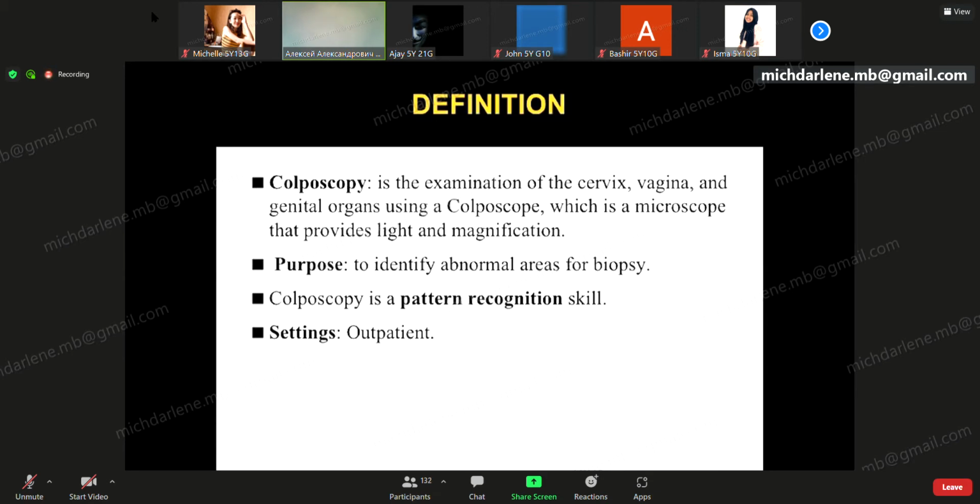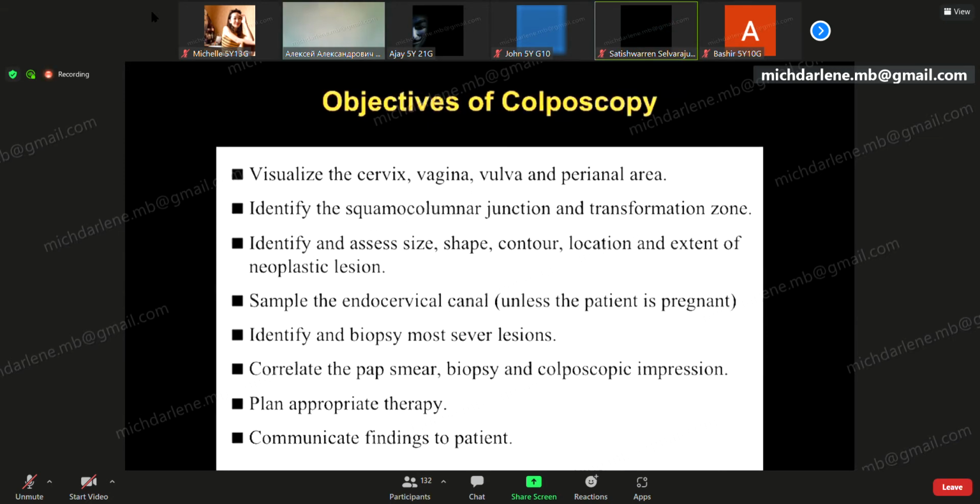It is a pattern recognition skill and is usually done in an outpatient setting. Colposcopy helps to visualize the cervix, vagina, vulva, and perineal area. Identify the squamocolumnar junction and transformation zone. Identify and assess size, shape, contour, location, and extent of the neoplastic lesion. Sample the endocervical canal, unless the patient is pregnant. Identify and biopsy the most severe lesions. Correlate the pap smear, biopsy, and colposcopic impression. Plan appropriate therapy. Communicate findings to the patient.